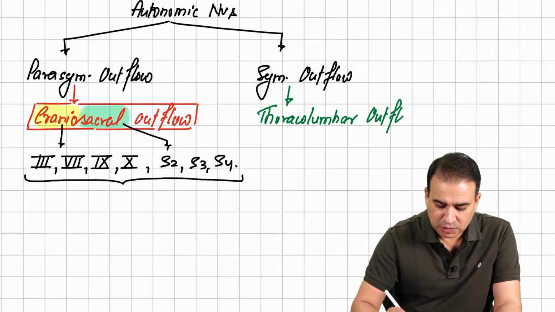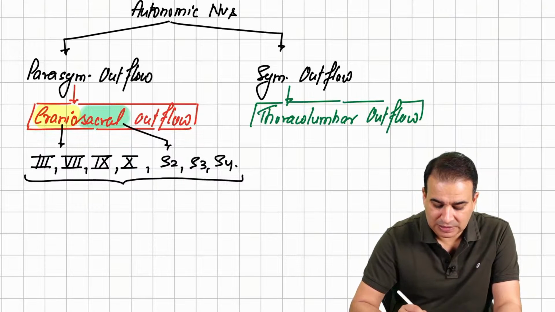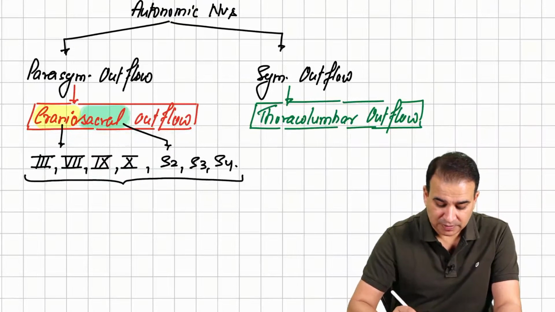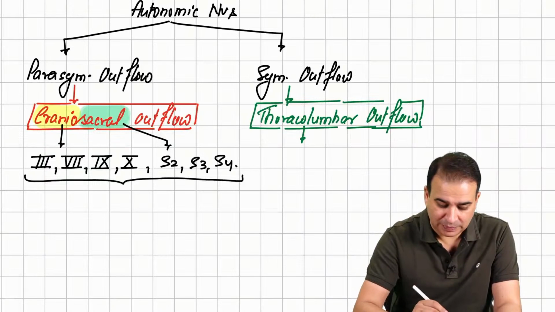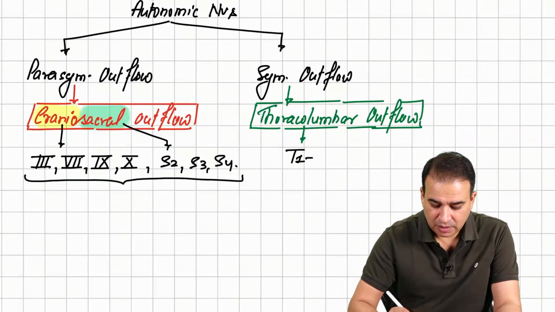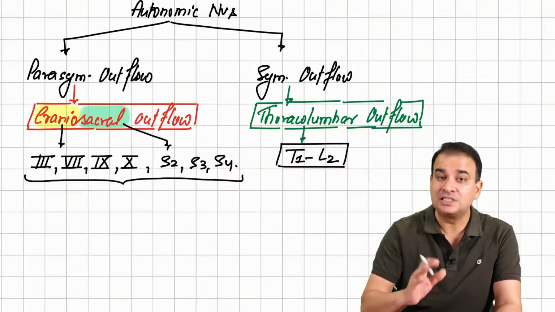Sympathetic outflow is also called the thoracolumbar outflow. That means the thoracic nerves and lumbar nerves are sympathetic in nature. Which thoracic nerve and which lumbar nerve? Well, all thoracic nerves, starting from T1 to L2. T1 to L2 nerves, these are all sympathetic nerves, guys.